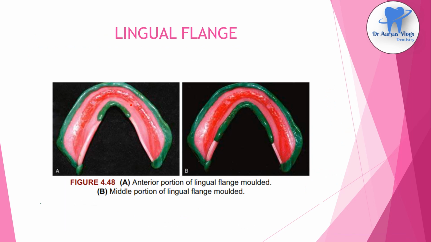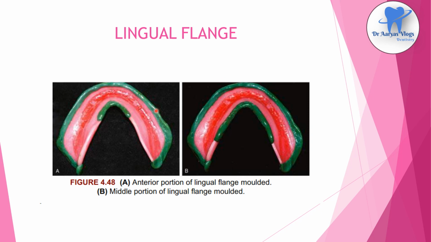Then coming to the lingual flange. This is the anterior lingual flange. This is the middle portion of the lingual flange. So the anterior lingual flange is recorded by active movement, that is, the patient is asked to protrude the tongue and then push the tongue against the anterior part of the palate. This develops the length and thickness of the flange in this area. So length is determined when the patient protrudes the tongue, and the thickness of the flange is determined when the patient pushes the tongue against the anterior part of the palate.